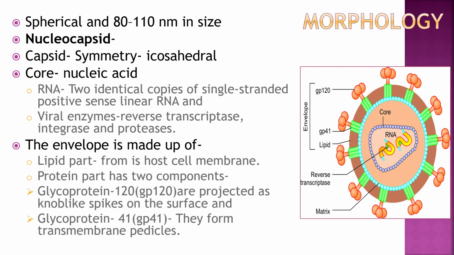It contains RNA, two identical copies of single-stranded positive sense linear RNA, and viral enzymes like reverse transcriptase, integrase and proteases. The envelope is made up of a lipid part from the host cell membrane. The protein part has two components: glycoprotein 120, GP120, projected as knob-like spikes on the surface, and glycoprotein 41, GP41, which forms the transmembrane pedicles.